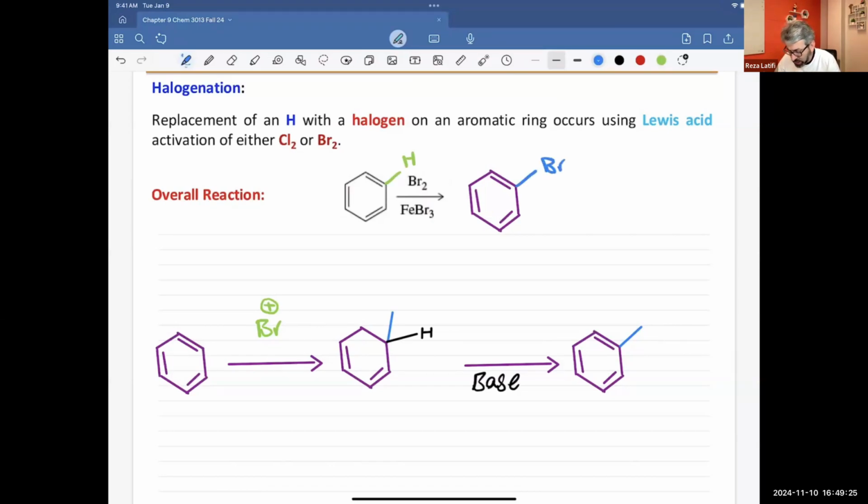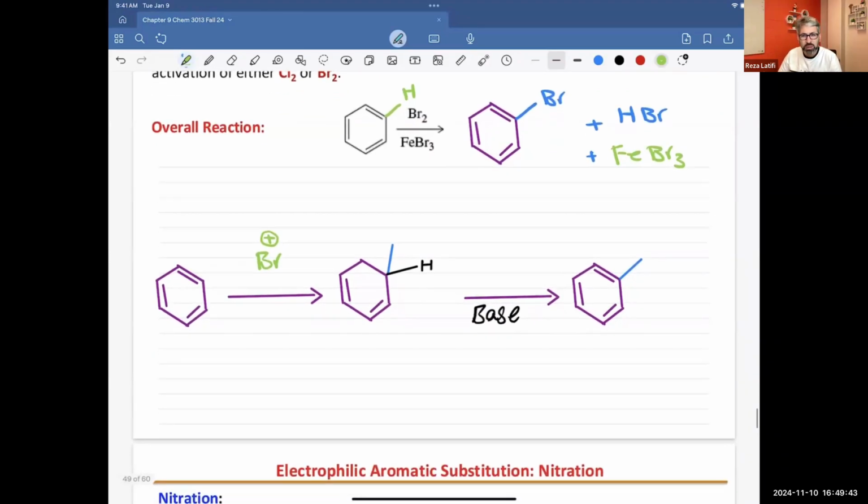And what else do we get? Another product that we get is HBr, that acid, and we also restore the FeBr3. We get that one as well. Okay, next, the first step is going to be this. We have Br2, and it will react with FeBr3.